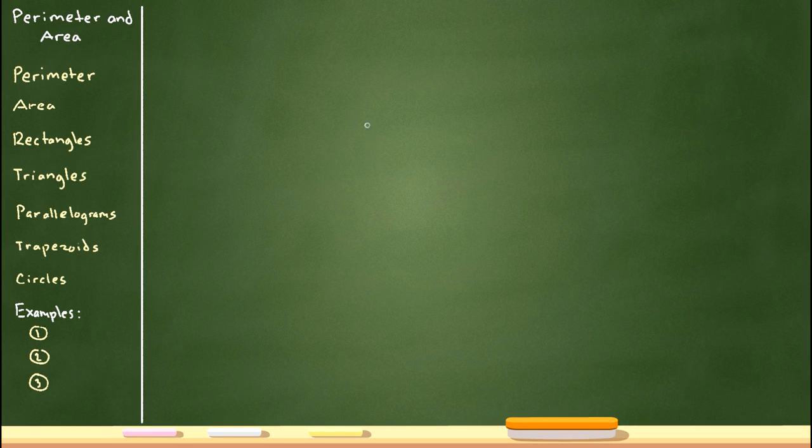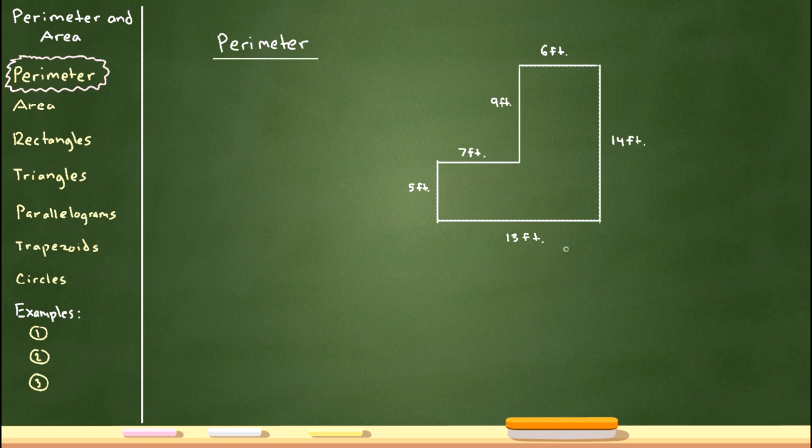Hey everyone, in this video we're going to be talking about perimeter and area. So we're going to be talking about a few different shapes here. We're going to be talking about rectangles, triangles, parallelograms, trapezoids, and circles. Okay, so to begin, let's talk about the perimeter of an object.